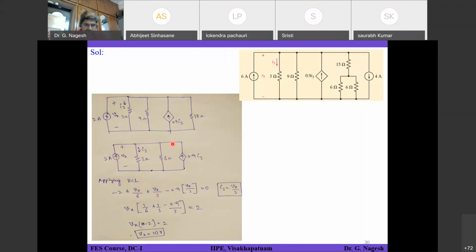So what is left here? This is a current source, they have given it straight away, but the current is flowing in the upward direction. I want to know the current flowing out of the top node, so I will simply place minus 0.9 into I3. What is I3 equivalent to? I3 is equal to Vx divided by 3. I am substituting the same here. Is it clear?